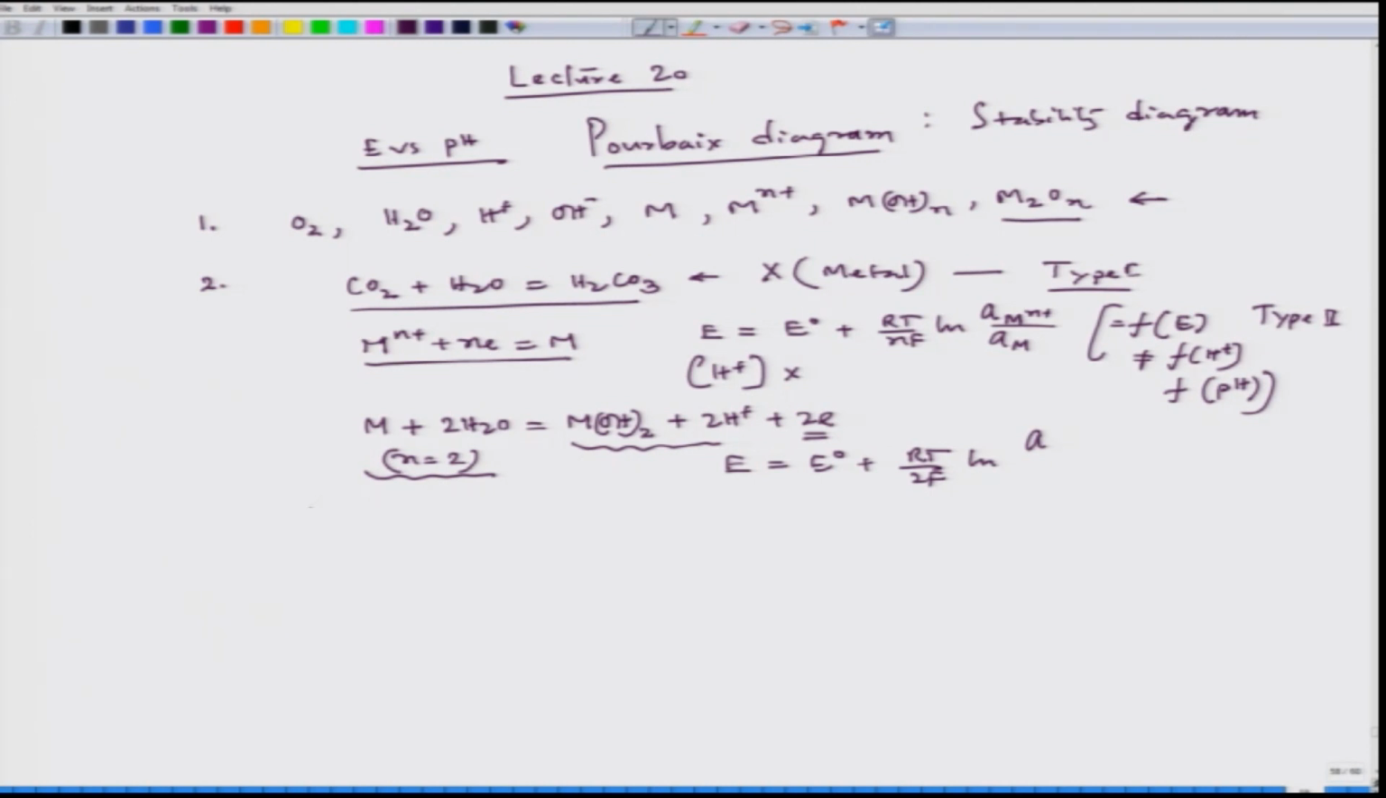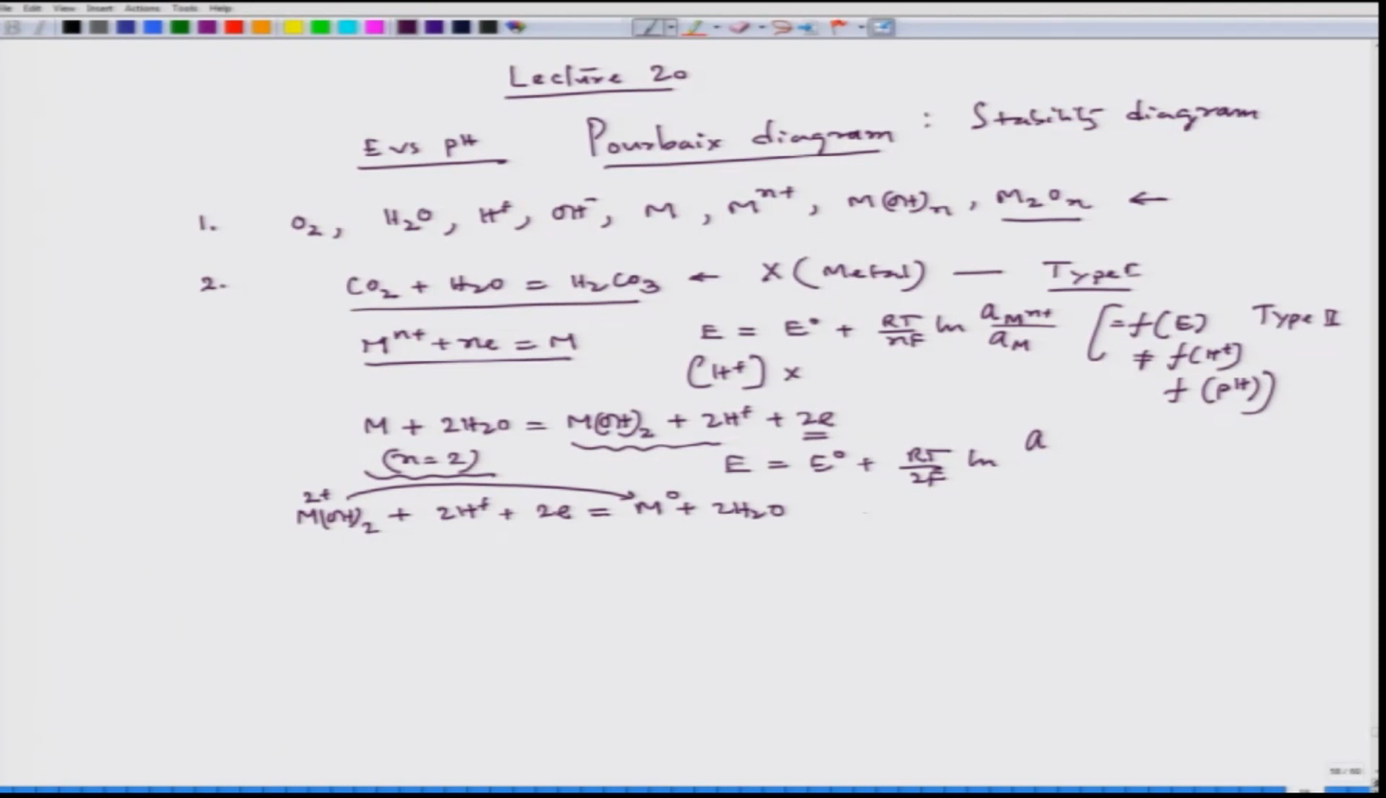So, I can write this particular reaction in reverse: M(OH)2 plus 2H plus 2e equal to M plus 2H2O. Now, here M has 2 plus, so the 2 plus is going to 0. So, it is a reduction.